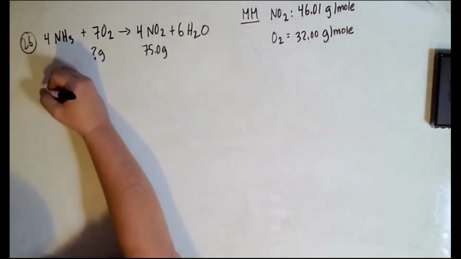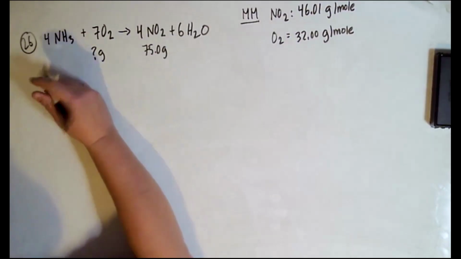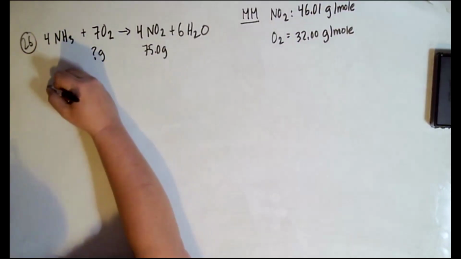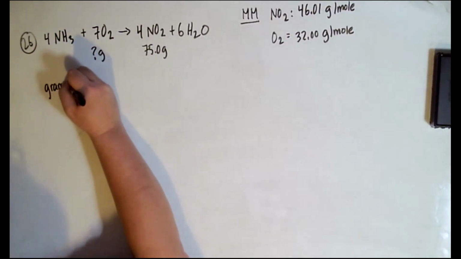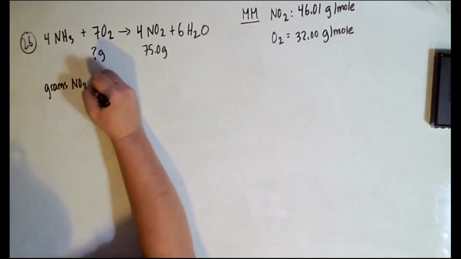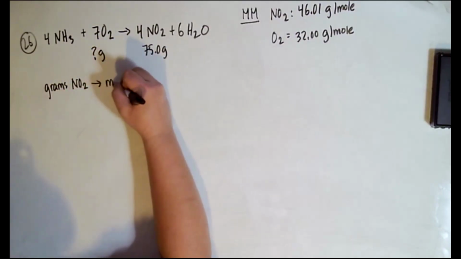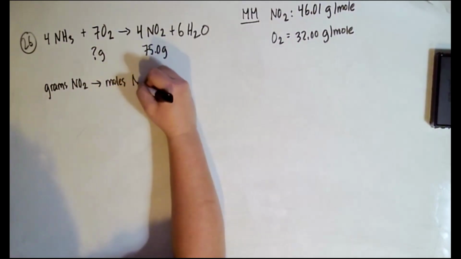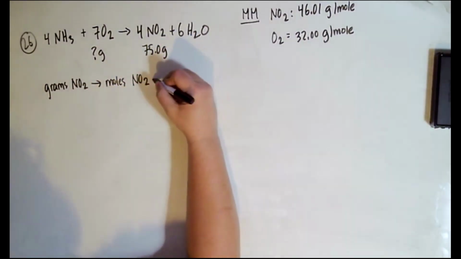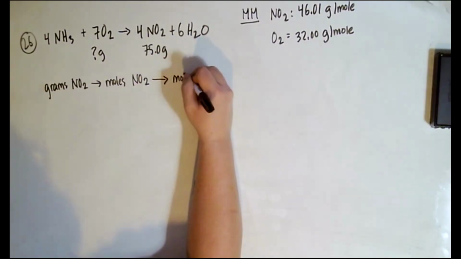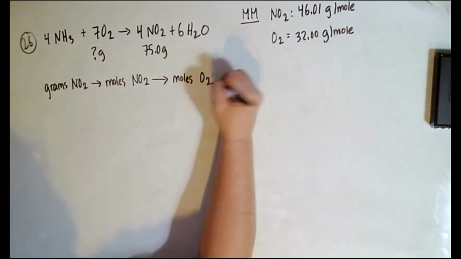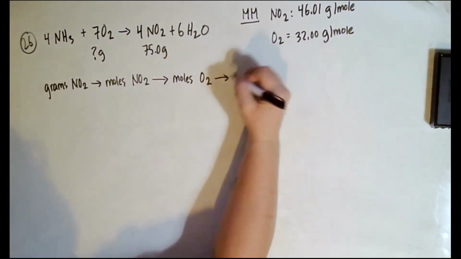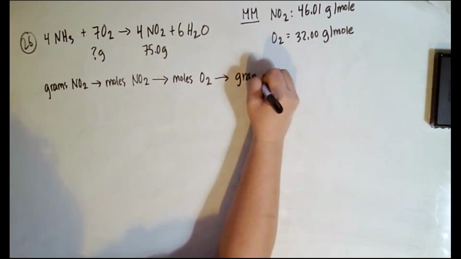All right, so we start out in this case going from grams of NO2 into moles of NO2, from moles of NO2 to moles of O2, and then from moles of O2 into grams of O2.